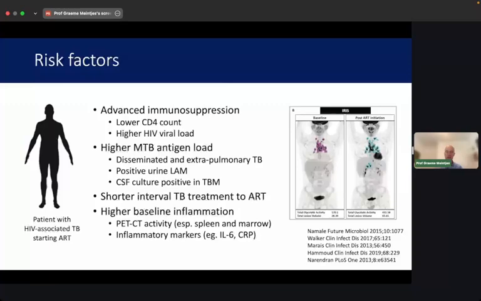They're also more likely to have TB that is culture positive, suggesting more organism. And there's a short interval between starting TB treatment and starting ART. Those patients are at higher risk. So there's one study on the right-hand side where they did PET-CT, which picks up inflammatory, metabolically active tissue, and those patients who had more PET-CT activity were more likely to develop TB-RS, and higher levels of inflammatory markers prior to ART, like IL-6 and CRP, are risk factors for TB-RS.